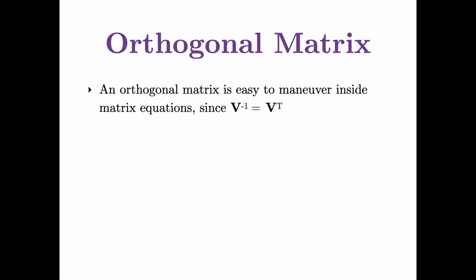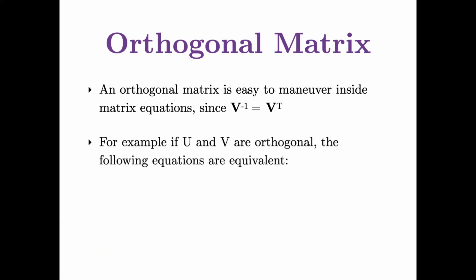This also makes an orthogonal matrix easy to maneuver inside of matrix equations because the inverse is the transpose. So, for example, we can just mess around with a little algebra here. If U and V are both orthogonal, then the following equations are equivalent. Here I have X times V is equal to U times D.